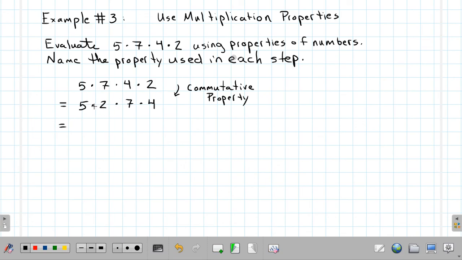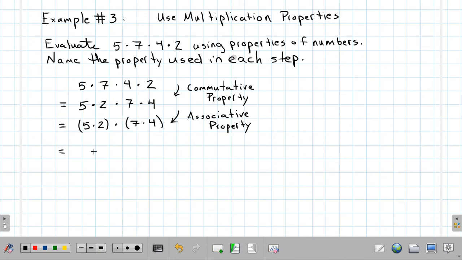Well, now we can use the associative property to say, well, I want to do the 5 times 2 because I know that really easily off the top of my head. And 7 times 4, that's pretty easy to do in my head. So we can group those together by using the associative property. Okay. And now, at last, we follow order of operations.